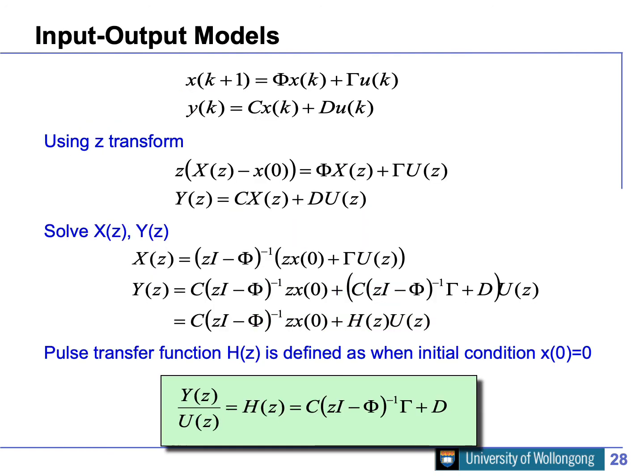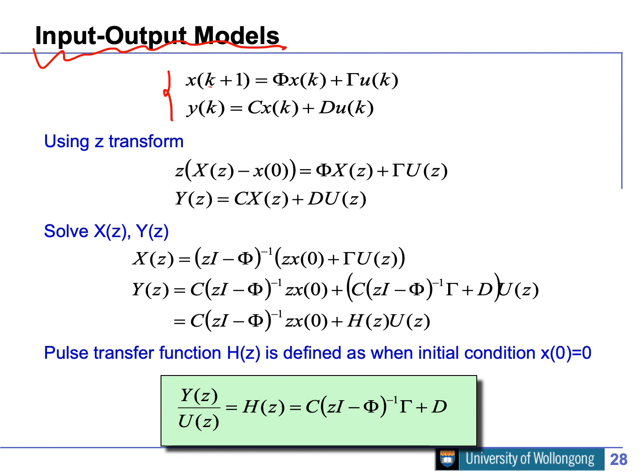If we just do one step further, we can get the input-output model, which pretty much is the transfer function of the system from the state-space system. So this is our state-space system. We do a z transform, like the continuous system, where we do Laplace transform. Here we do z transform.